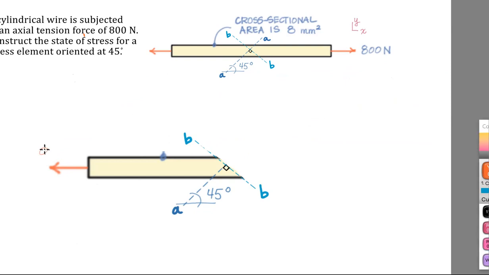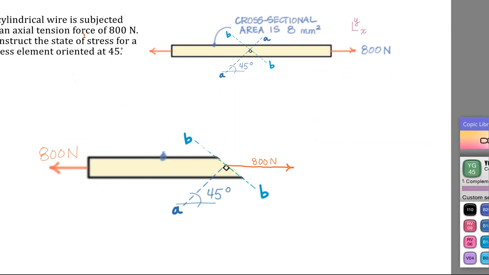There's the 800 Newton force that we're applying to the member. Put it in equilibrium. Here is the equal and opposite 800 Newton force. We need to do our coordinate system, so watch this carefully. We want the x prime to be our outward normal to the plane. So x prime goes this way. We use our right hand rule to spin that xy coordinate system about z. That tells us the direction of y prime.